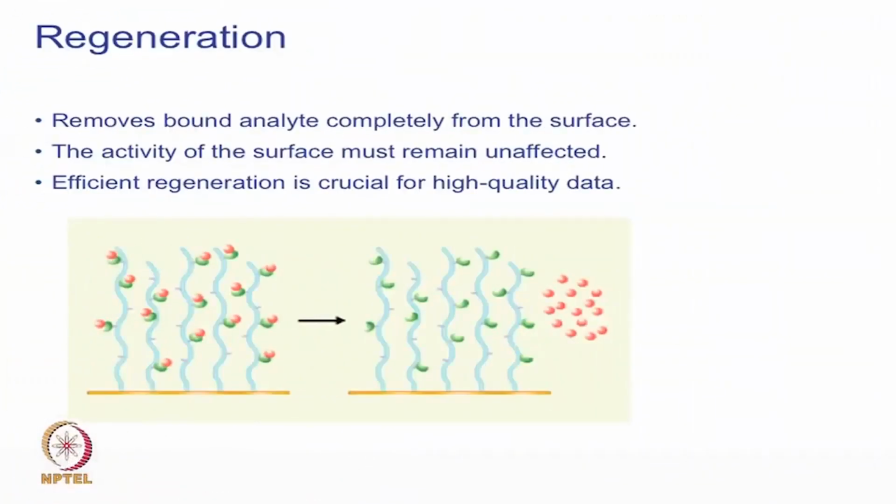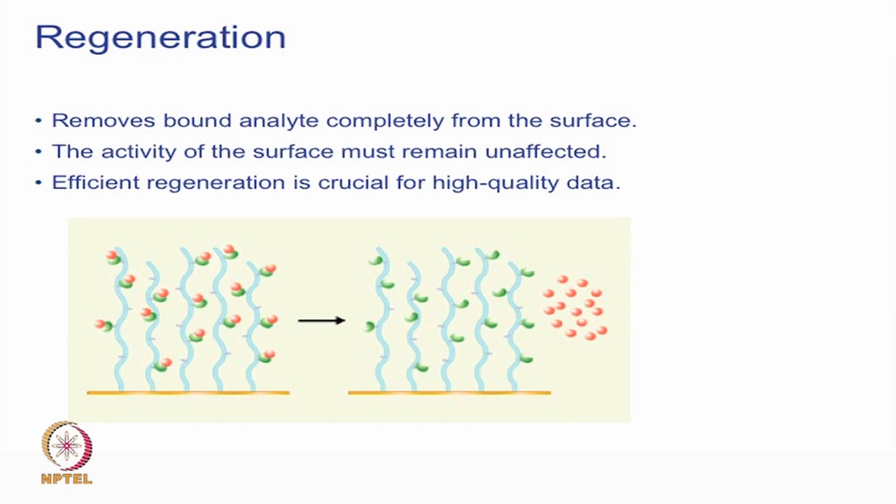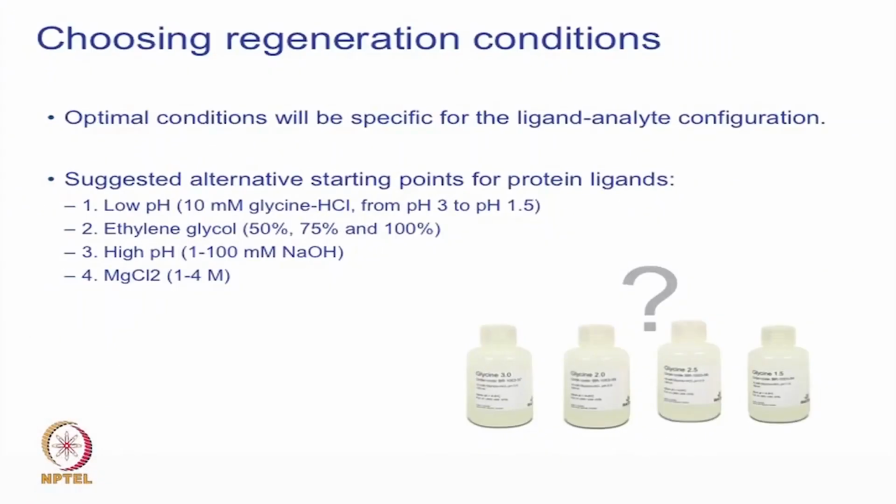Regeneration, as I just said, removes the bound analyte completely from the surface. The activity of the surface must remain unaffected after regeneration, and efficient regeneration is crucial for high quality data. We need to test the regeneration surface. We can do regeneration scouting before the start of an assay, or while developing an assay, and then identify the appropriate regeneration conditions.